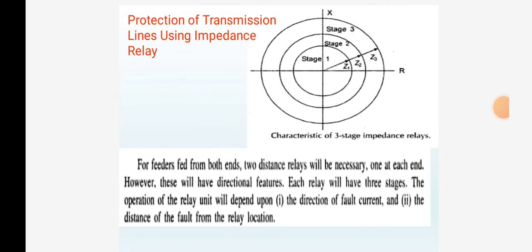Protection of transmission lines using impedance relay. For feeders fed from both ends, two distance relays will be necessary, one at each end. However, these will have directional features. Each relay will have three stages. The operation of the relay unit will depend upon the direction of fault current and the distance of the fault from the relay location. In these characteristics of three stage impedance relays, we have the X axis and R axis, and the stages 1, 2 and 3. The impedances Z1, Z2, Z3 will increase.